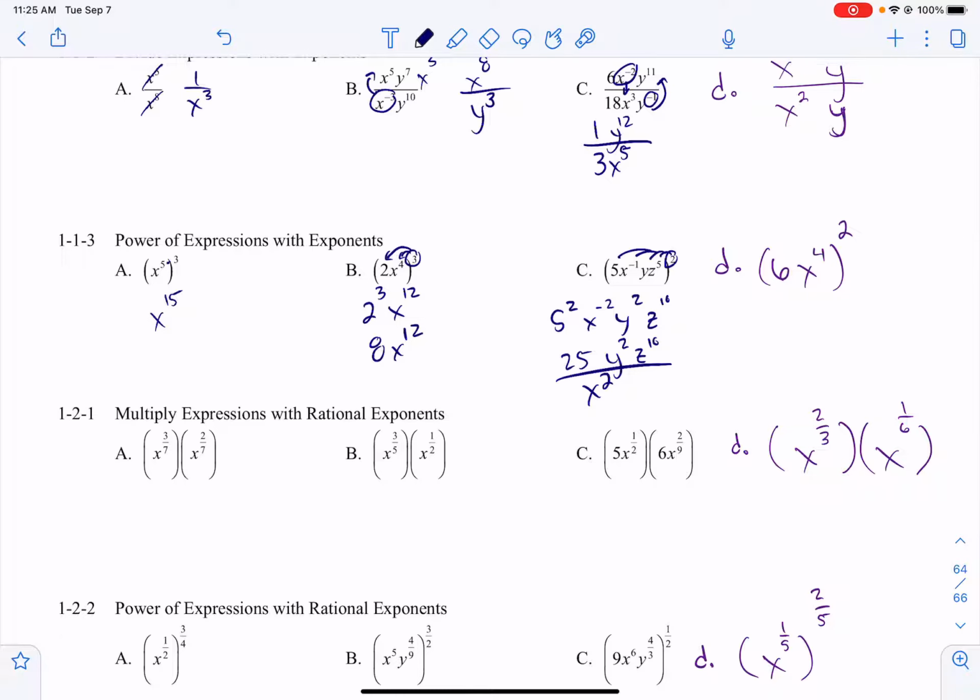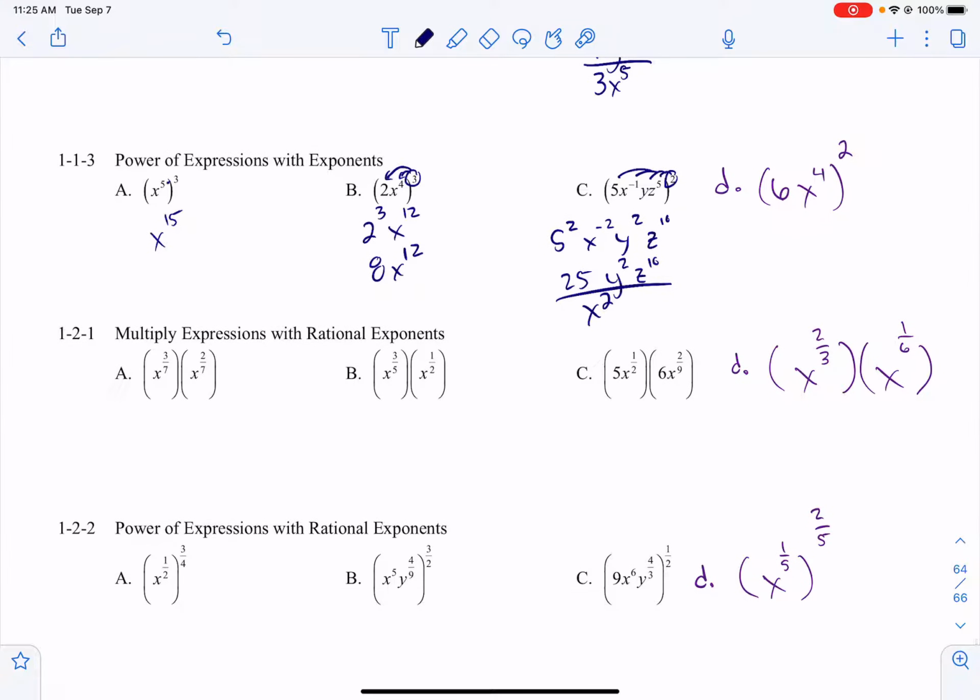Okay, the next problem, multiplying expressions. These ones, same as before, but now you're just having to add fractions. So 3/7 plus 2/7 is 5/7. So my answer is x to the 5 over 7.